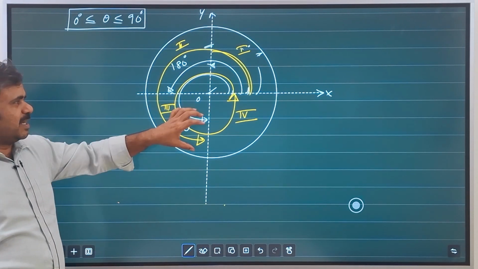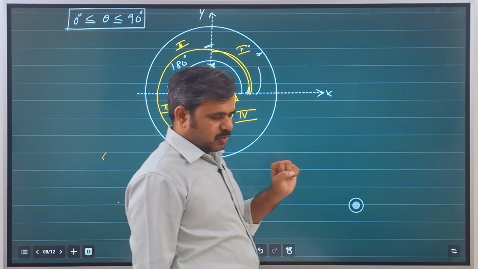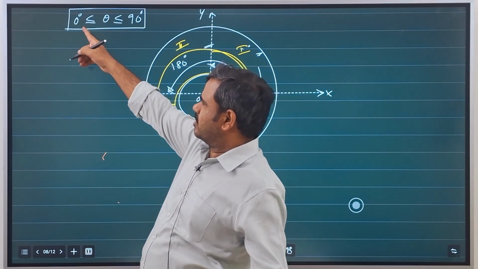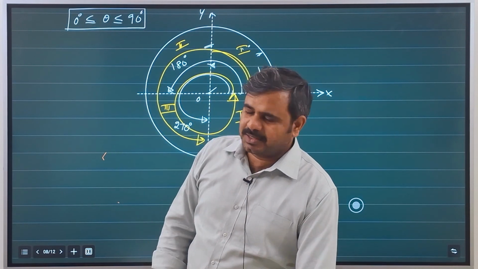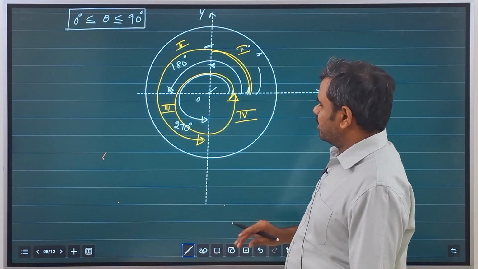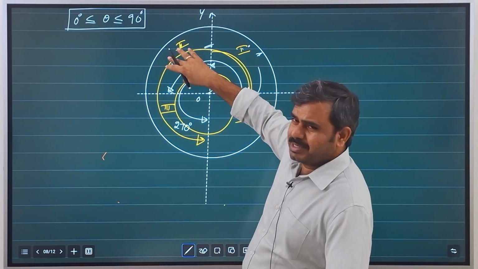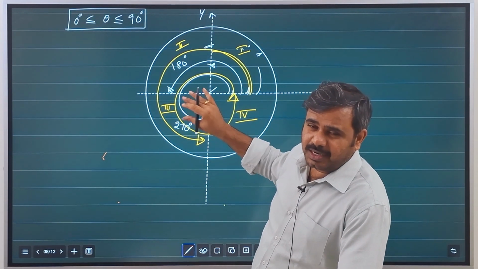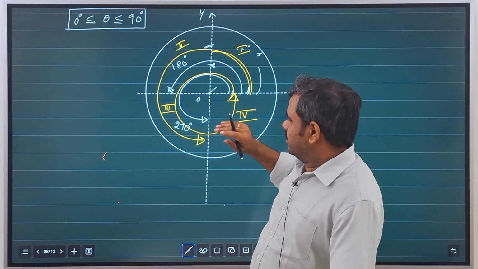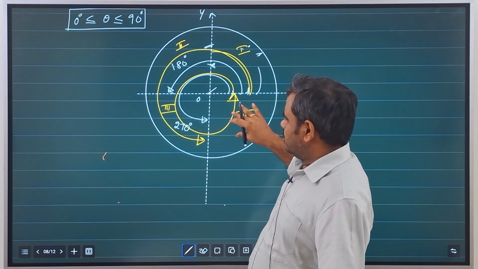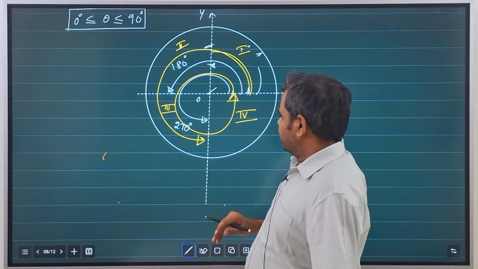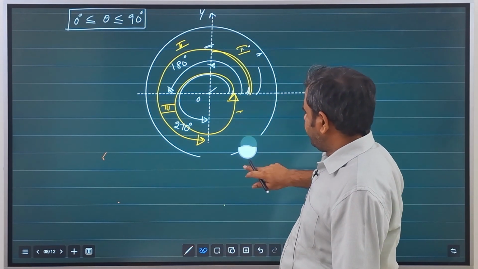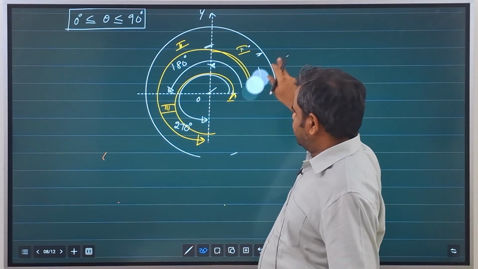So these are the four cases we are going to discuss. So what happens if angle theta lies between 0 degrees and 90 degrees? That is the first case. And in the second case, between 90 degrees and 180 degrees, it means the second quadrant. The third case is between 180 degrees and 270 degrees. So that's the third quadrant. And again, between 270 and 360 degrees. So this is what we are going to discuss. So let's look at the first case.